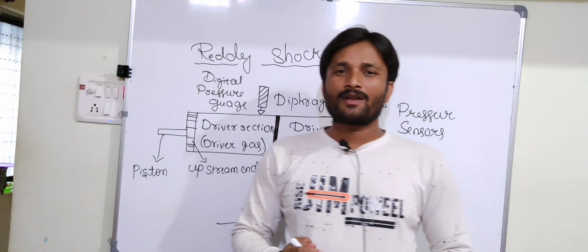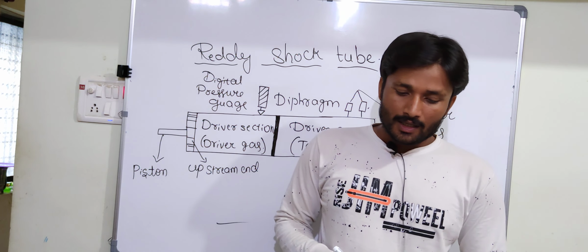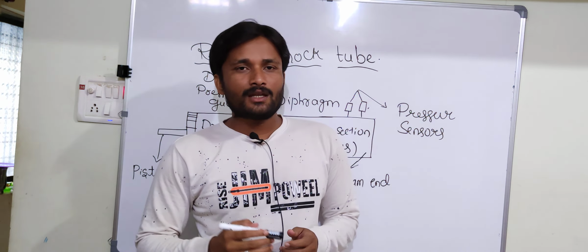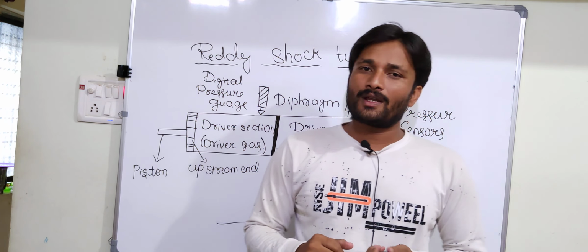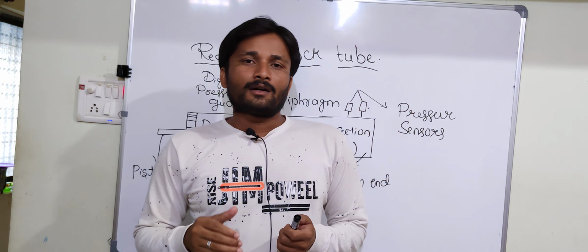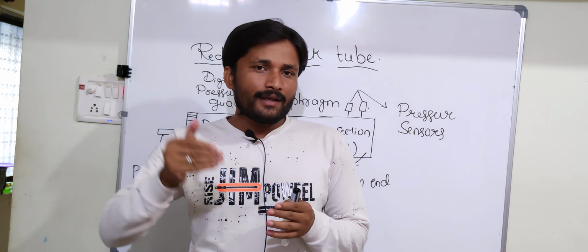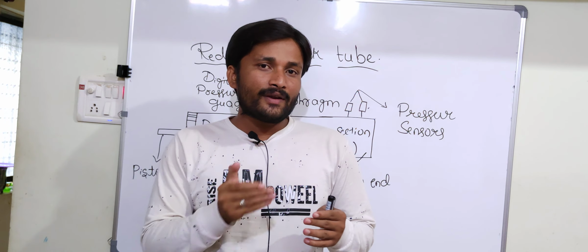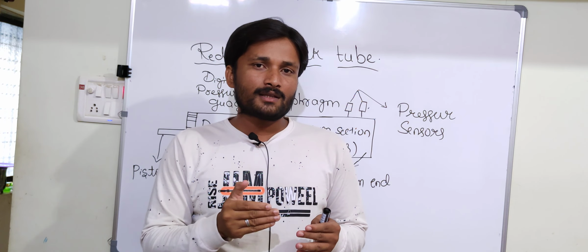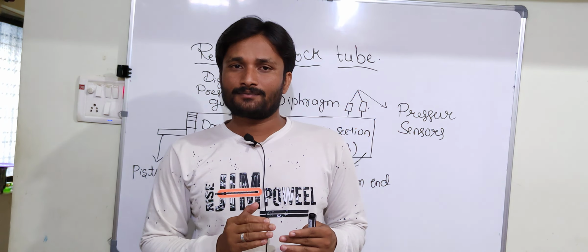Dear students, today we are going to discuss one more important topic, that is the Reddy Shock Tube. Every day in our life we ride our bikes. When you horn your bike, one thing you might have observed is that the horn speed is greater than the speed of your bike. That means the speed of the sound is greater than the speed of the object.